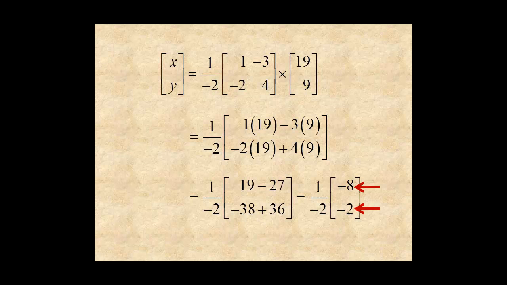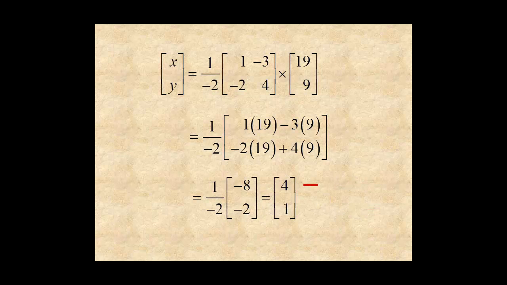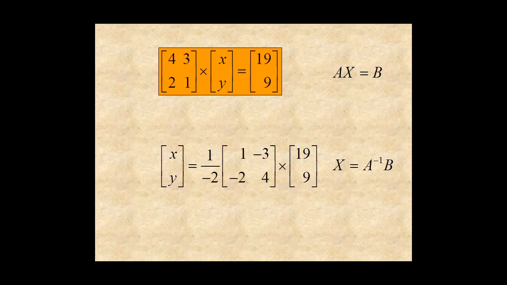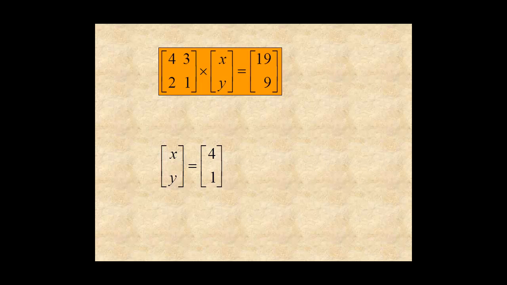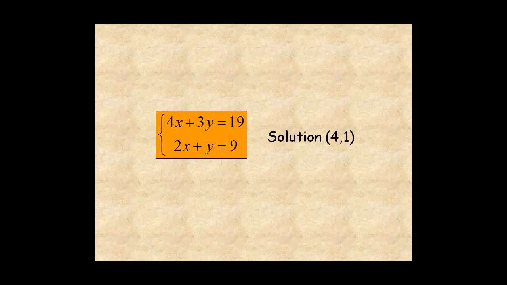Now, when you do the scalar multiplication by 1 over -2, -8 divided by -2 is plus 4, and -2 divided by -2 is plus 1. So the solution to the matrix equation is x equals 4 and y equals 1. And therefore the solution to the linear system is x equals 4, y equals 1. Make sure you check this solution.